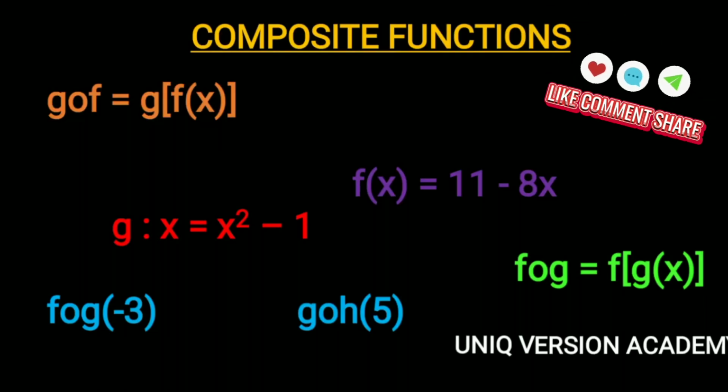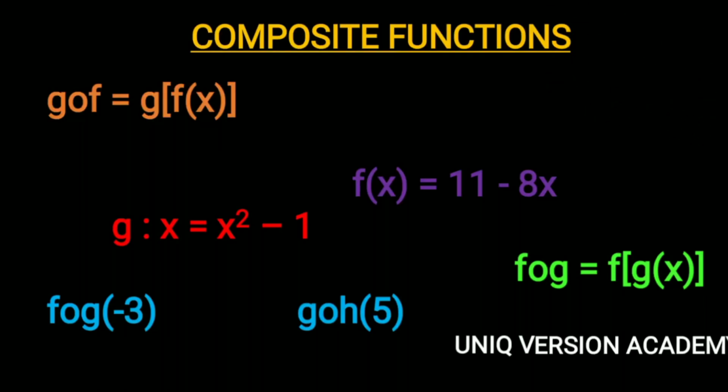In this video, we're going to talk about composite functions. A composite function is also known as composition of functions. It is a function that is constructed by combining two or more functions. It involves applying one function to the output of another function. A composite function is a fundamental concept in mathematics, most especially in calculus and algebra.